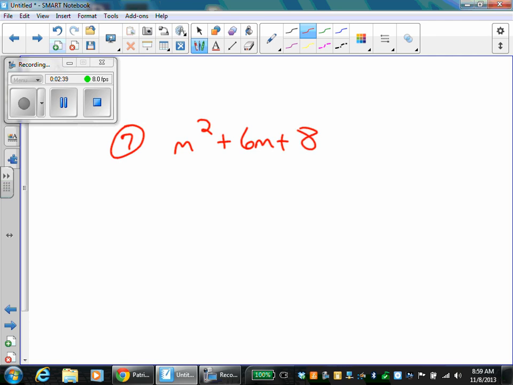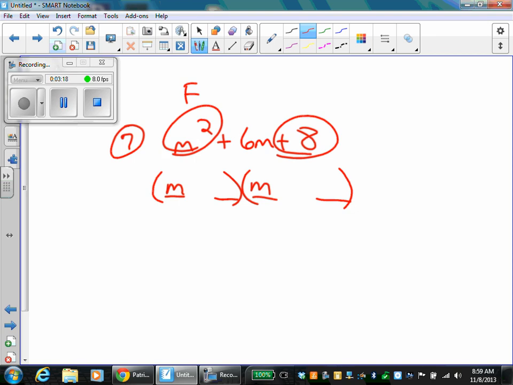Okay. My first thought is, is there a GCF? No, there is not a GCF. There's not a number that can go into 1, 6, and 8 other than 1, but 1's not going to do us any good here. So then I look at it and say, okay, it's a trinomial, so we're going to try to factor it like a trinomial. We know that trinomials break down into 2 binomials. And here's our reverse of FOIL. First times first is going to give me my first part, which is m times m. Last times last is going to give me my 8.